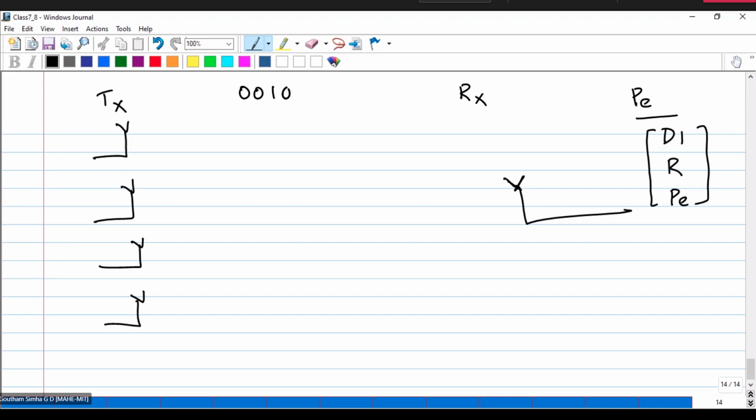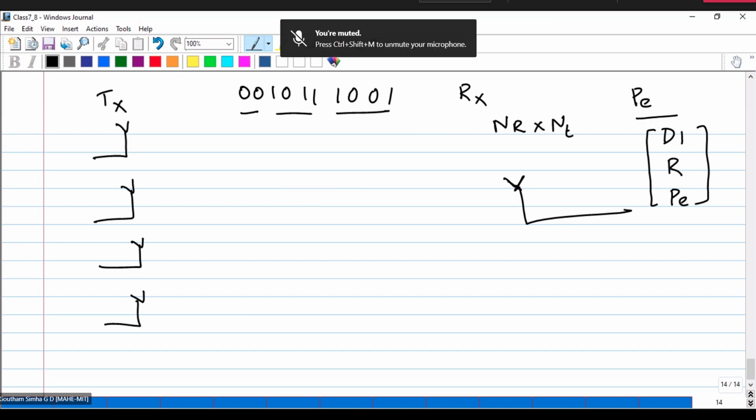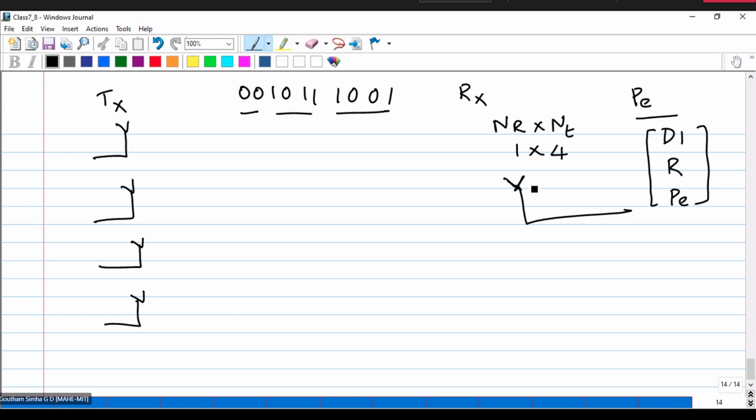I have to send this information, 111001. These 10 bits of information I need to transmit from 4 transmit antennas to 1 receive antenna. That is generally represented as NR cross NT, that is, 1x4. You can write it as NT cross NR also, but you have to mention what is NT and what is NR. Now please tell me, how do you obtain transmit diversity?